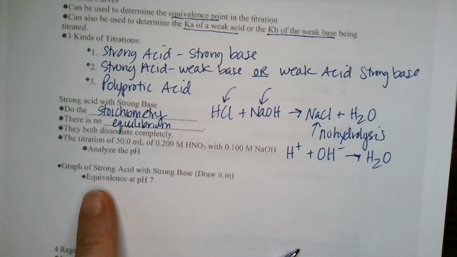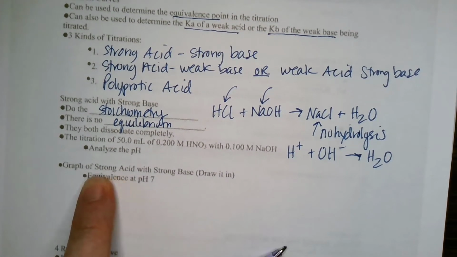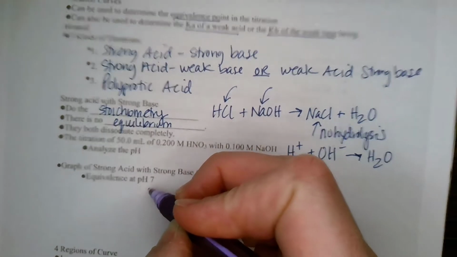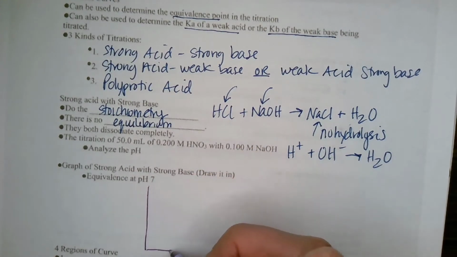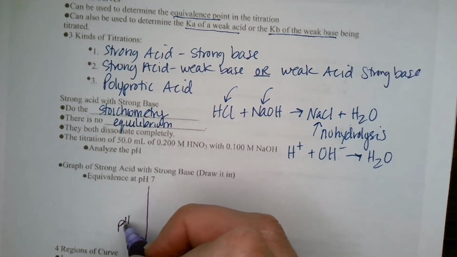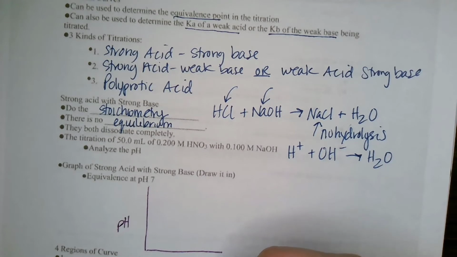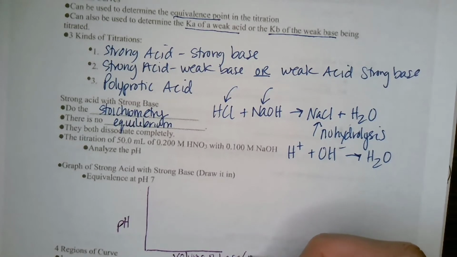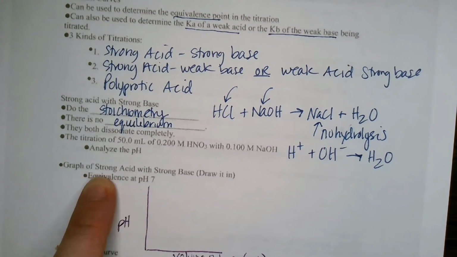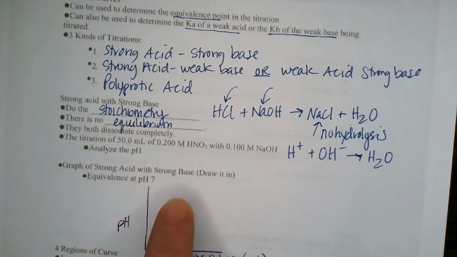Let's do a graph here of what it looks like when we have a strong acid with a strong base. So I'm just going to draw, on my y-axis here is going to be my pH. And down here on my x-axis will be the volume of the base in milliliters. Now, this is telling us that we're titrating a strong acid with a strong base.